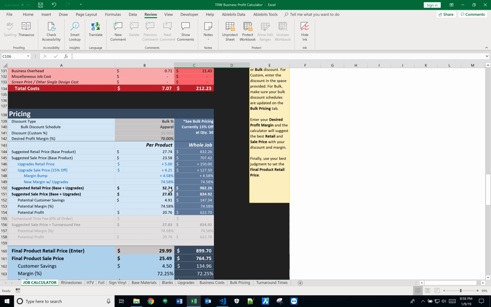So now with the upgrade, your suggested retail price, that's the base product plus your upgrade now, is $32.74. That means the sale price after discount is $27.83. Well, now when we enter in our actual price, we might want to change this, right? So now, because of the upgrade, it's suggesting to me I should retail this at $32.74.